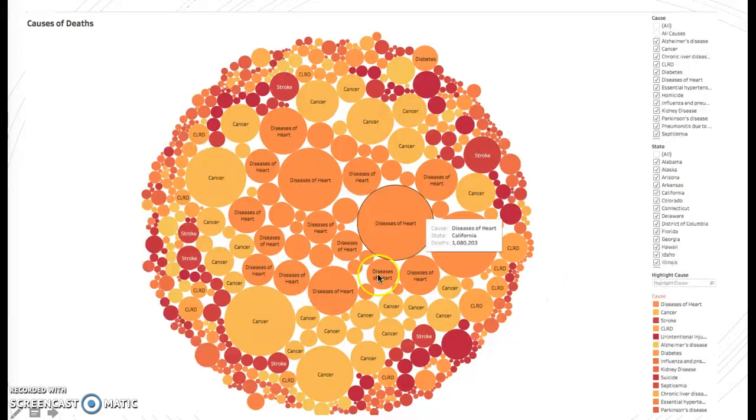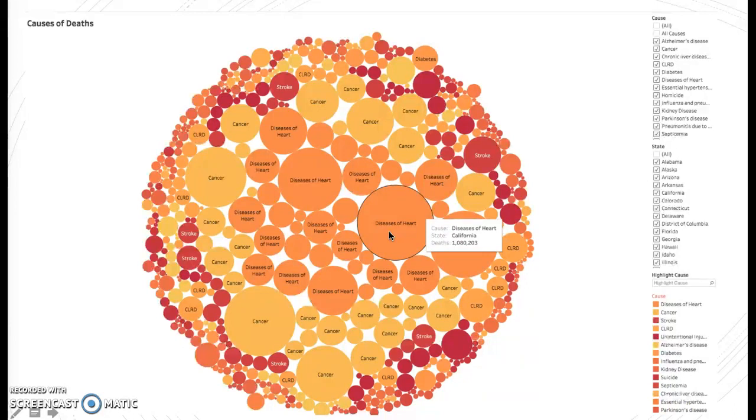The larger the bubble, the larger the amount of deaths caused by that particular cause. In this case, the bubble we just talked about, diseases of heart for the state of California, has the largest amount of deaths compared to the other ones. Now there are other diseases of the heart bubbles in this visualization, and those are for other states. But most of them are small, so that means that for that particular state, that is not the leading cause of death.